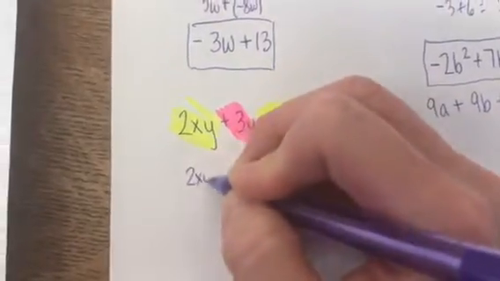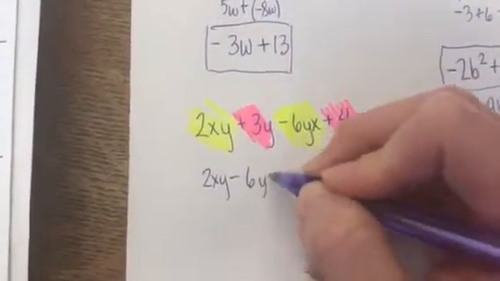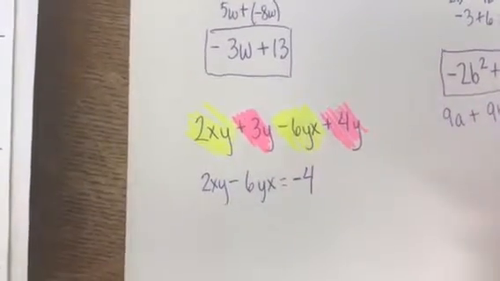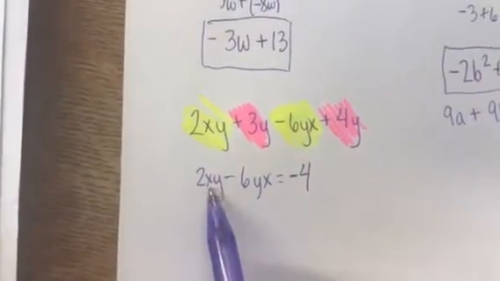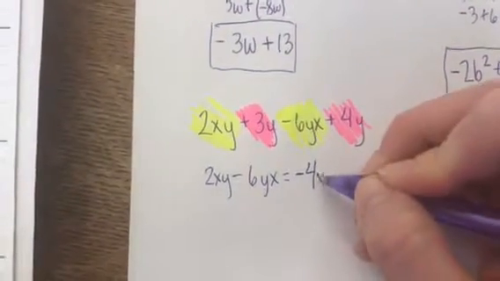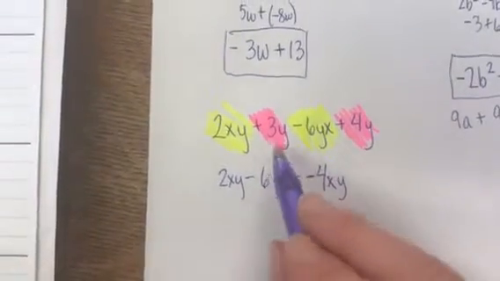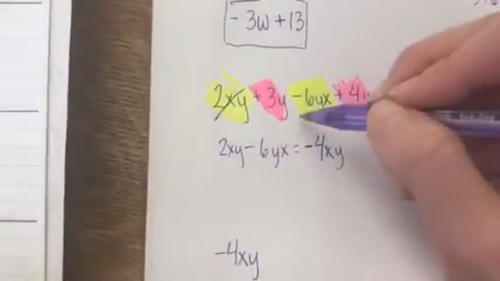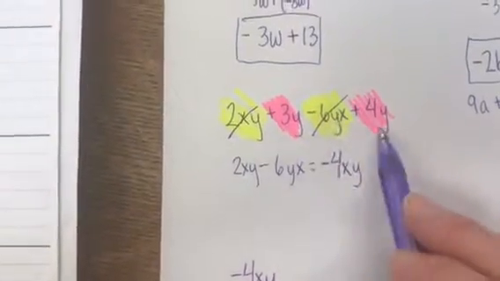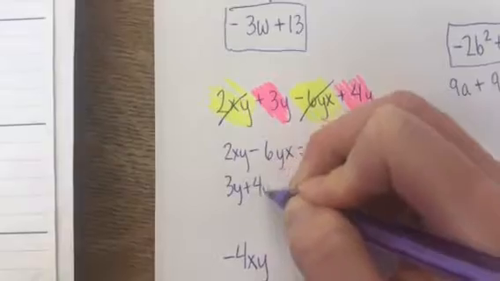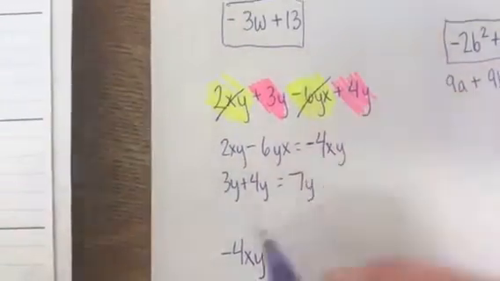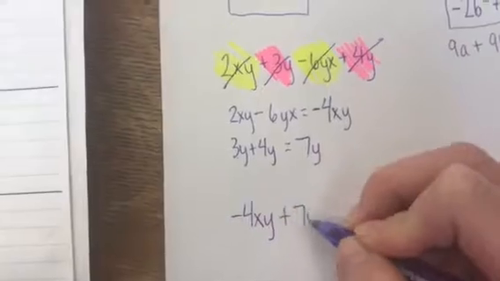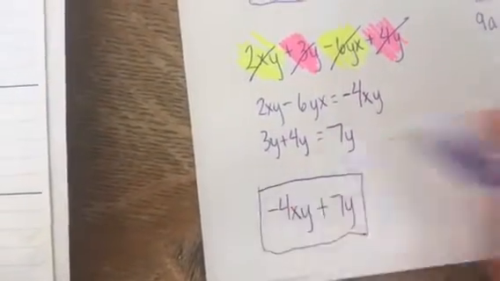So I have 2xy minus 6yx. I can combine those. 2 minus 6 is negative 4. And it's standard notation to put the variables in alphabetical order, so I will write xy here. That's going to be my first term, negative 4xy, and I used the 2 and the negative 6. Now I have positive 3y plus 4y, and that is 7y, because 3 plus 4 is 7. So I use the 3y, I use the 4y, and I'm going to say plus 7y down here. And this is my final expression.